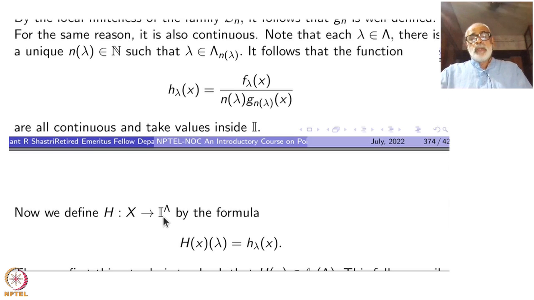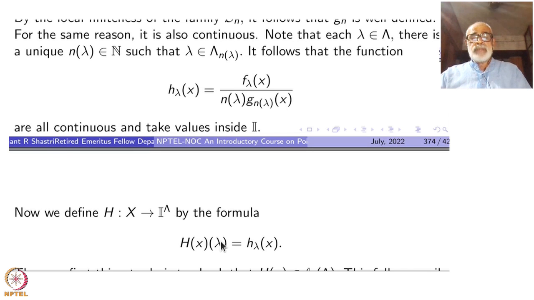Now I can define h from X to I raised to Λ itself. In particular, it will be inside R raised to Λ, no problem. By the formula h(x)(λ) equals h_λ(x).